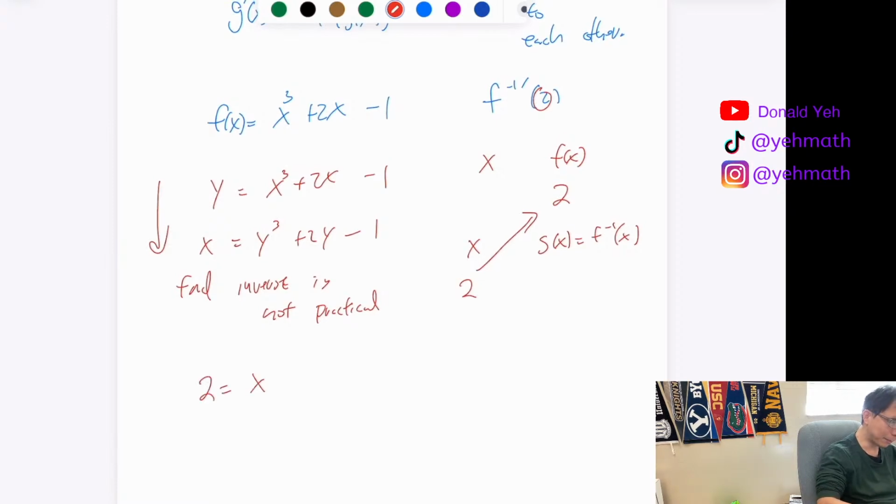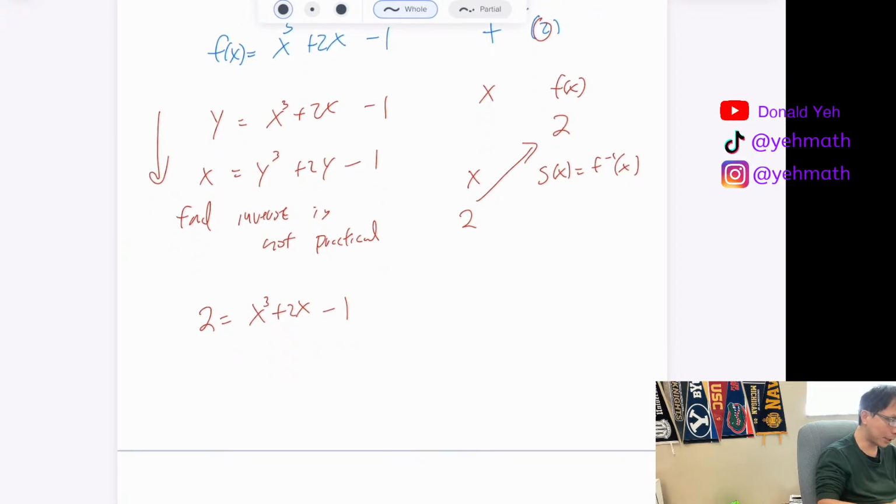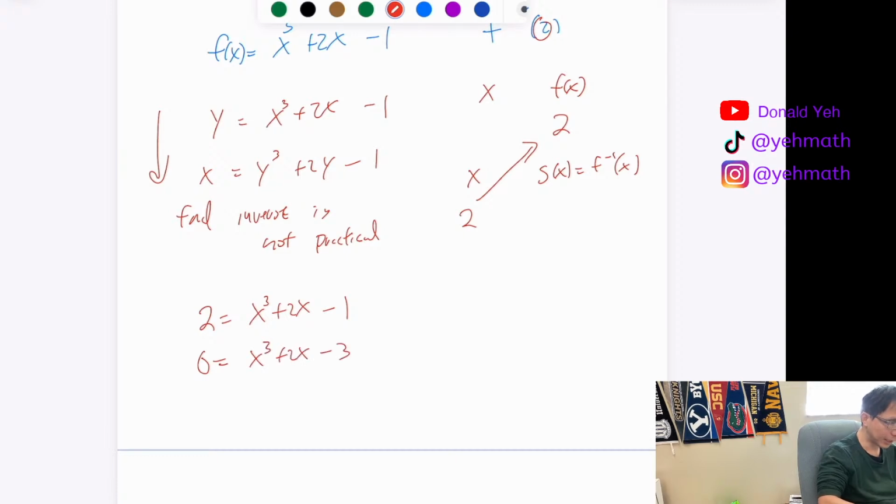So I'm going to do that. It turns out there is no practical way to solve for this, because if I set the equation equal to 0, it's not factorable. So not able to solve. That's not true. You can.